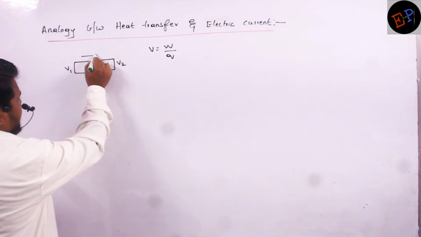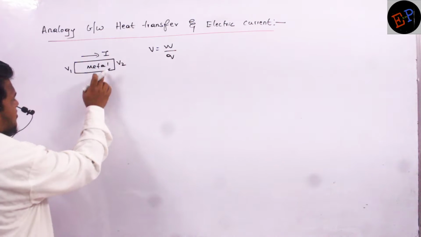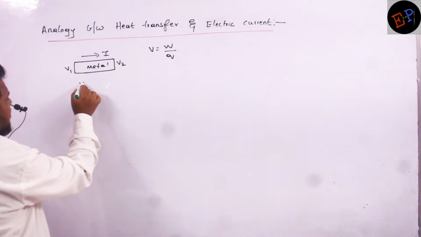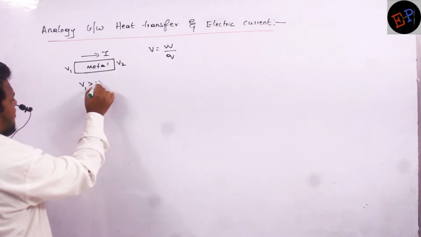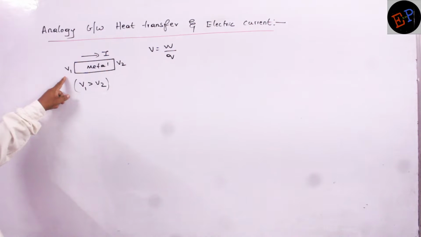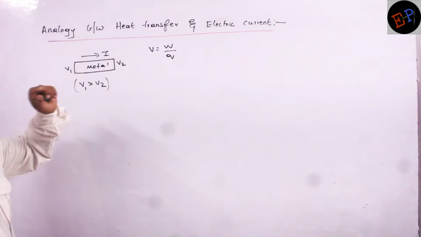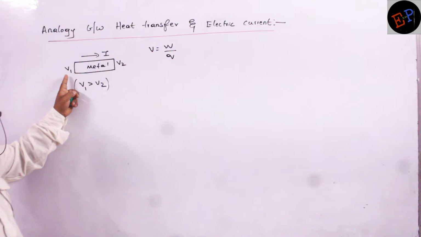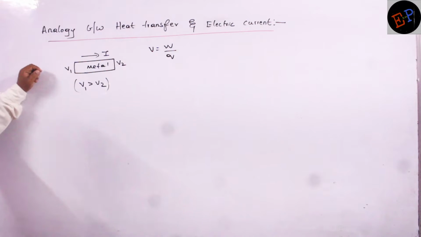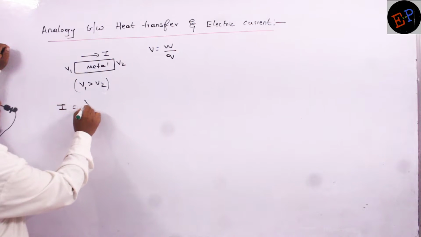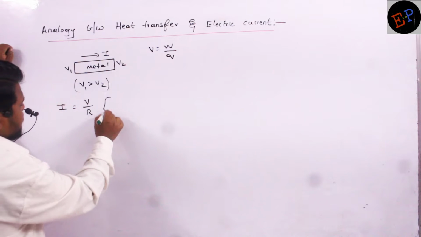So if I want current, represented by I, to flow in this direction, then definitely V1 must be greater than V2. This is one point we should always remember: current always flows from higher potential region to lower potential region. This we will study in detail in current electricity. So what is the amount of current that can flow? I is equal to V divided by R, and this is called Ohm's law.